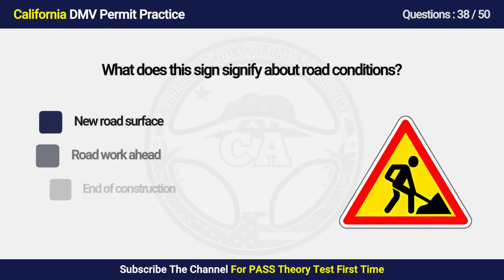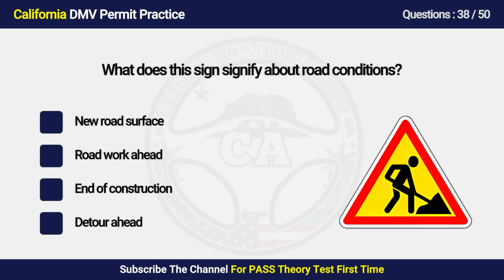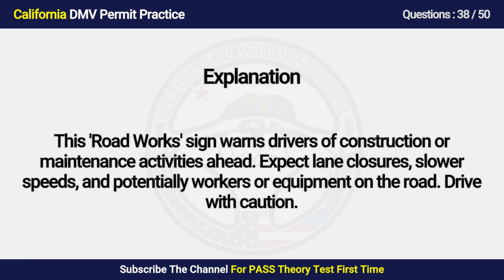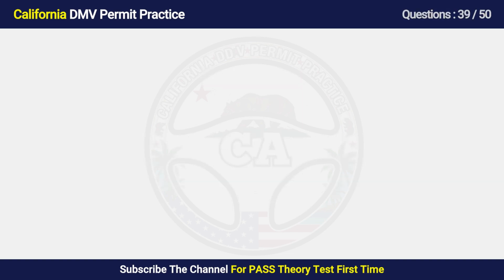Question 38. What does this sign signify about road conditions? A, new road surface. B, road work ahead. C, end of construction. D, detour ahead. Answer is B, road work ahead. This road work sign warns drivers of construction or maintenance ahead. Expect lane closures, slower speeds, and potentially workers or equipment on the road. Drive with caution.